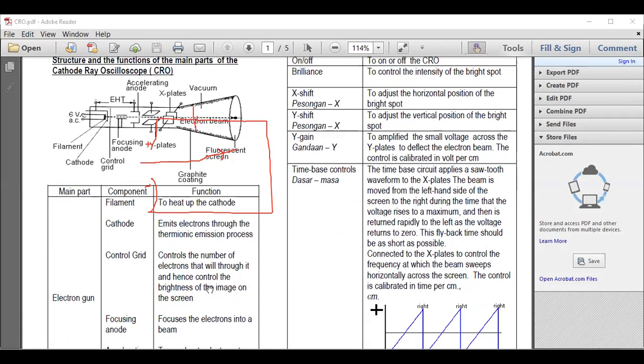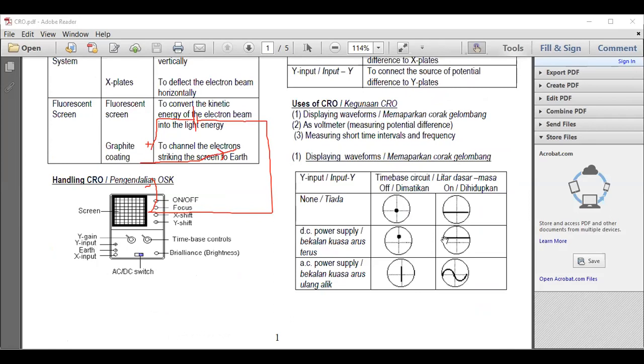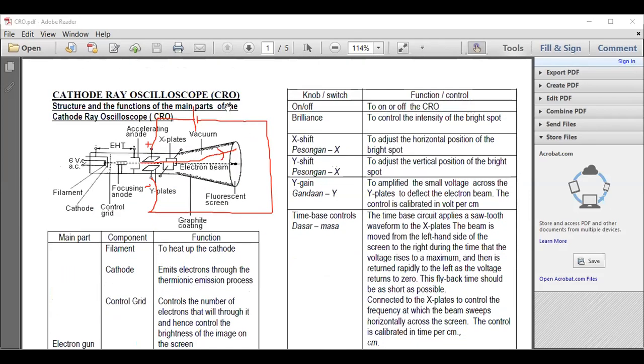Tetapi bila time base on, kamu dapat dia satu horizontal line macam ni ke atas. That means when you on the time base, bila lalu sini dia akan dipaksa bergetar kiri kanan kiri kanan. So that's why you see one horizontal line like this.